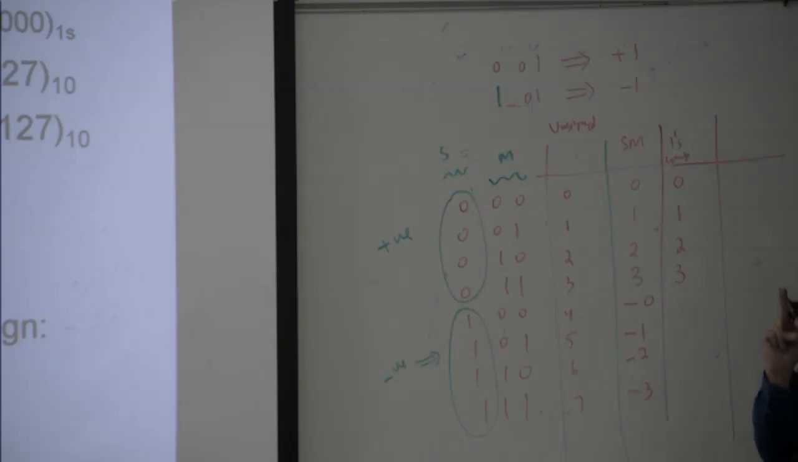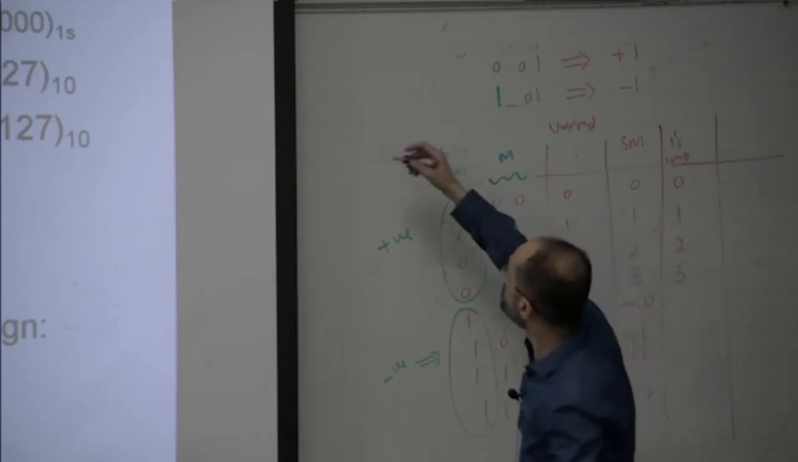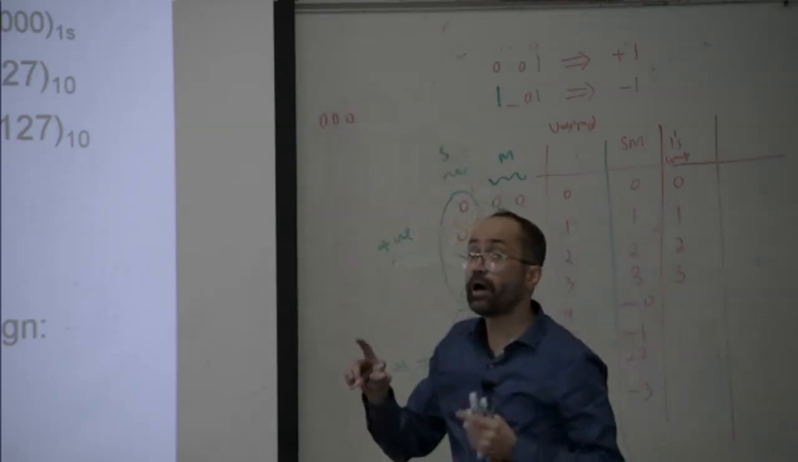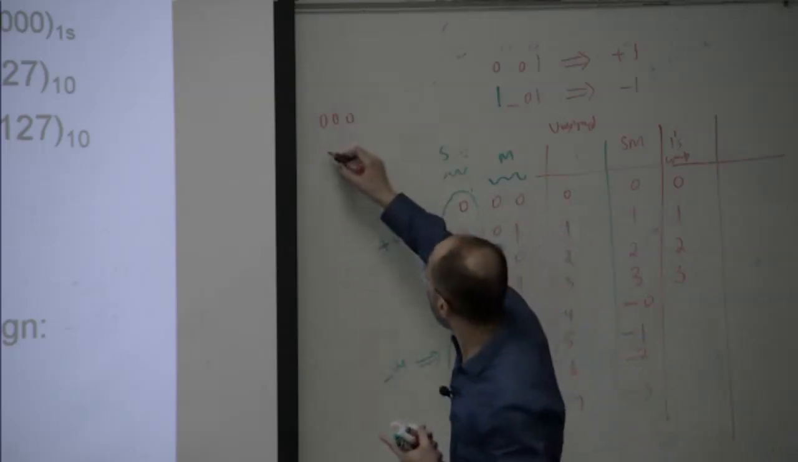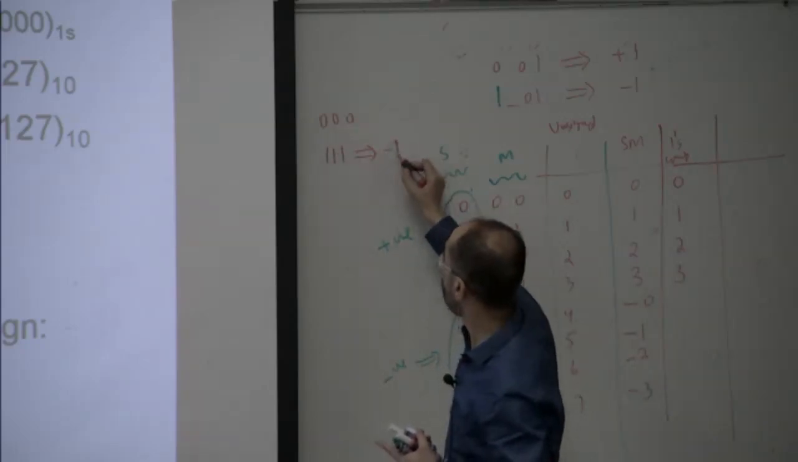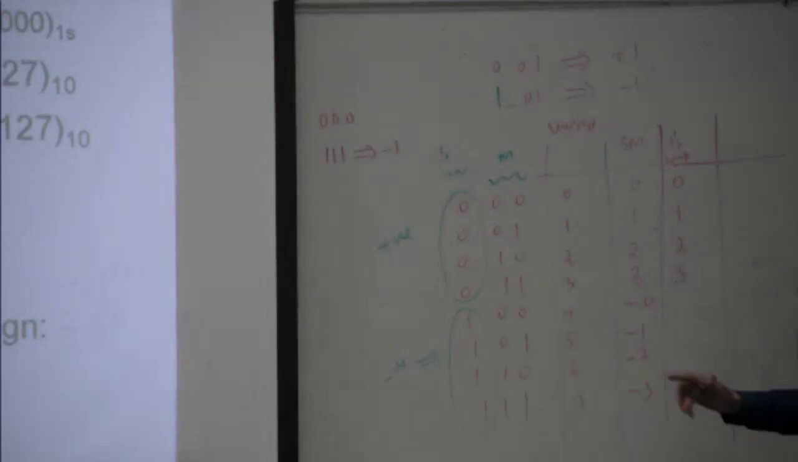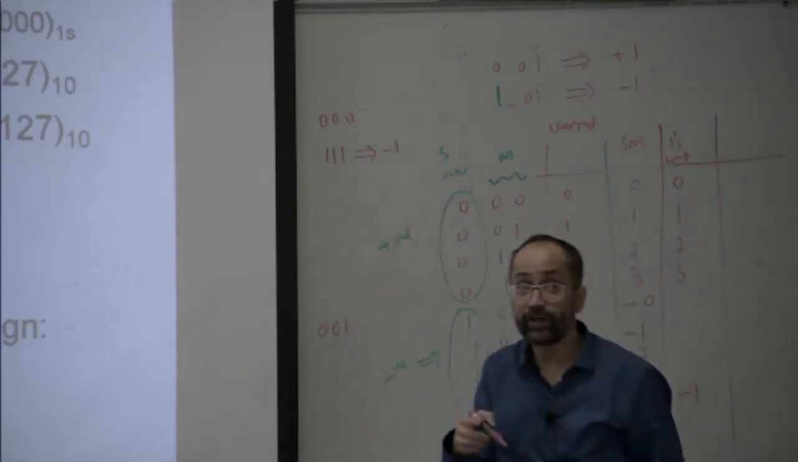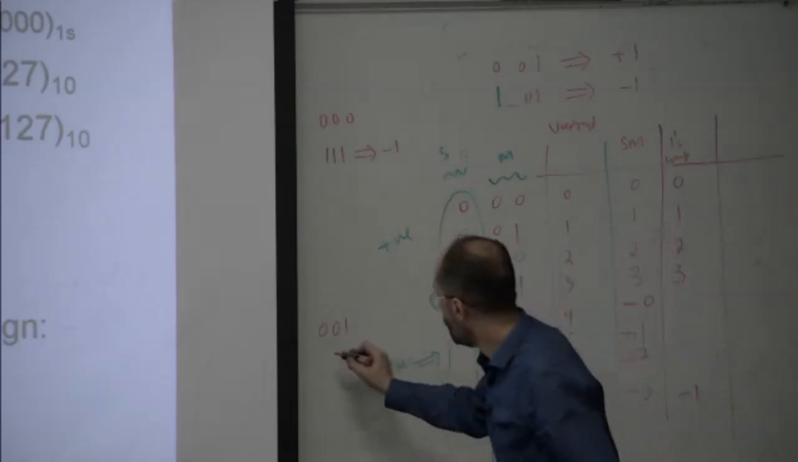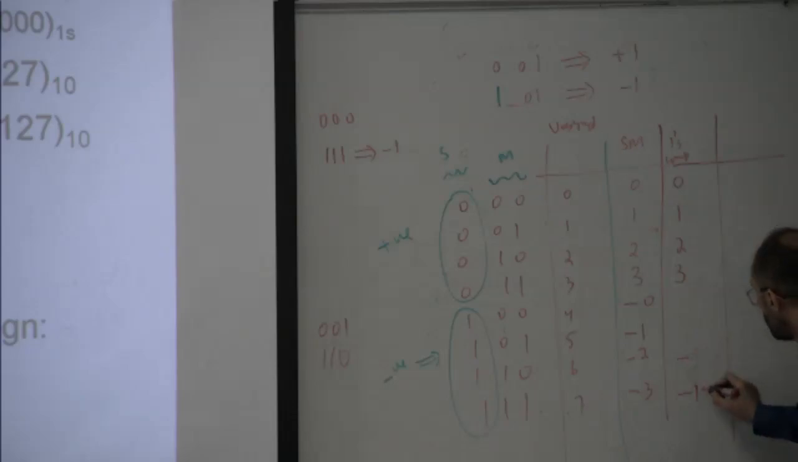Now how do we get 1's complement? 0, 0, 0 is plus 0. How can we get minus 0? All 1s, 1, 1, 1, is minus 0. Now we have 0, 0, 1, which is plus 1. If we want to get minus 1, we invert all the bits.